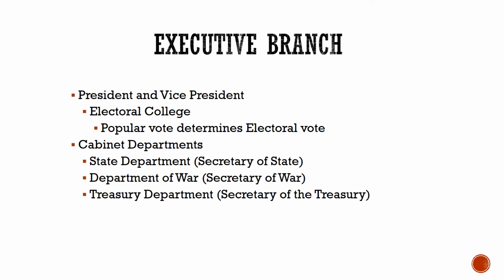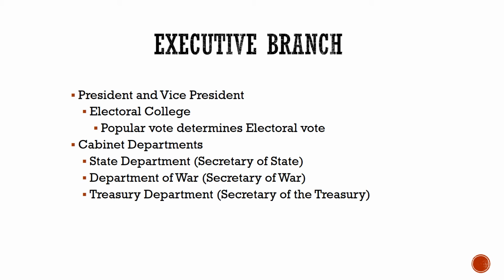And the number of electoral college votes is the number of senators plus the number of representatives in the House. So Texas has 38 electoral college votes. North Dakota has 3. So it doesn't matter by how much you win, that set of electors would go.